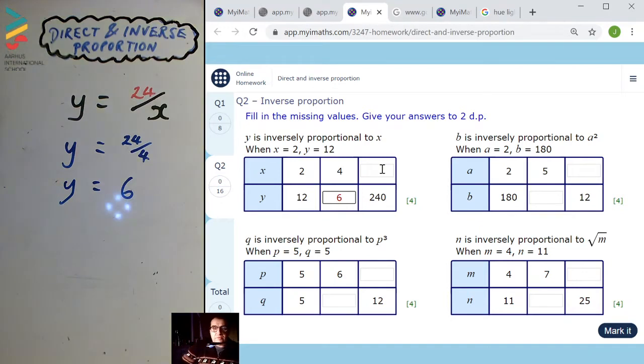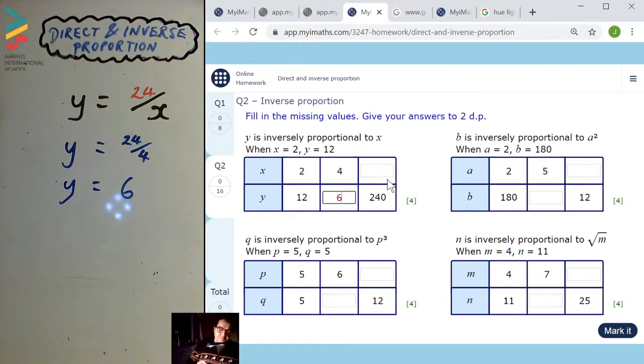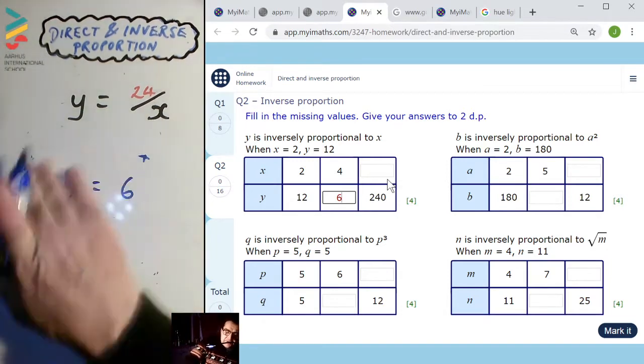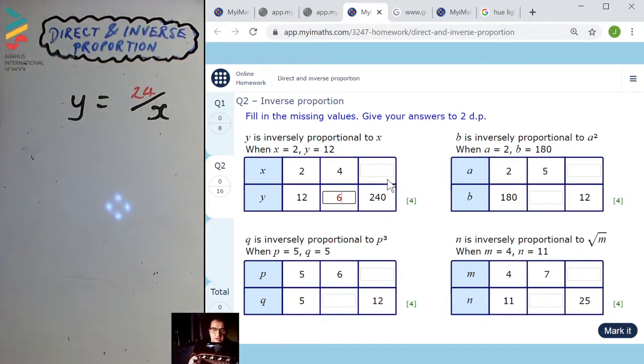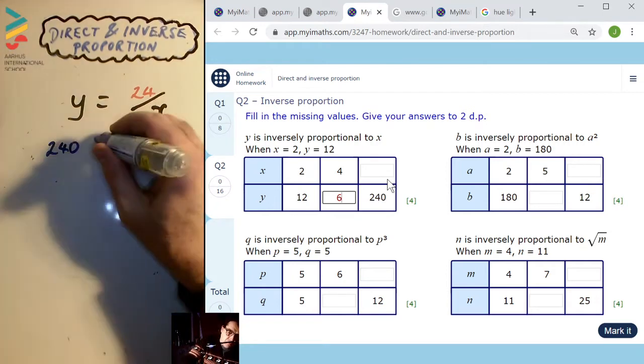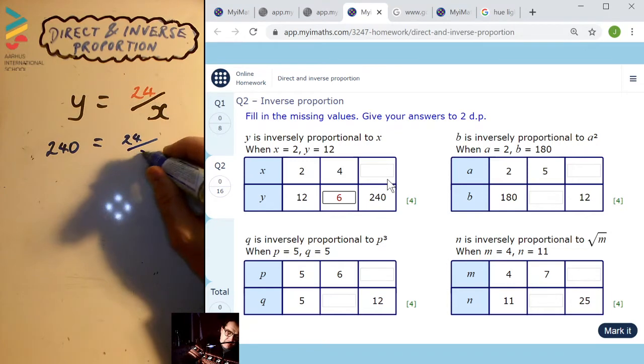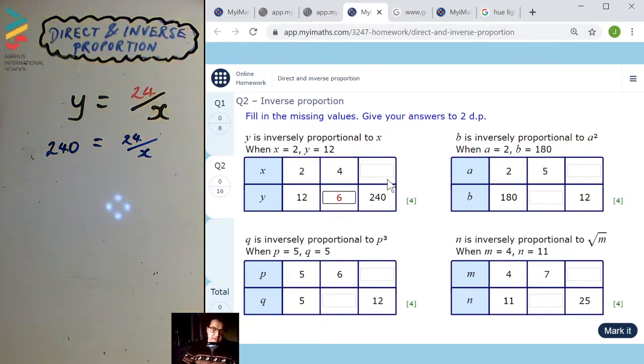And on the next one, we've got to figure out what x is when y is 240. So again, I'll start with the basic relationship between y and x. Y equals 24 divided by x. And on this occasion, y is 240. So 240 equals 24 divided by x. And we'd like to figure out what x is.